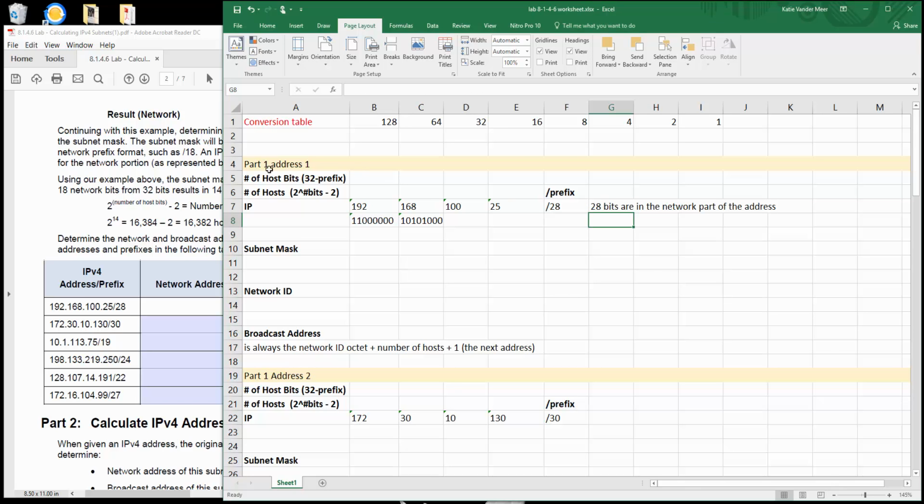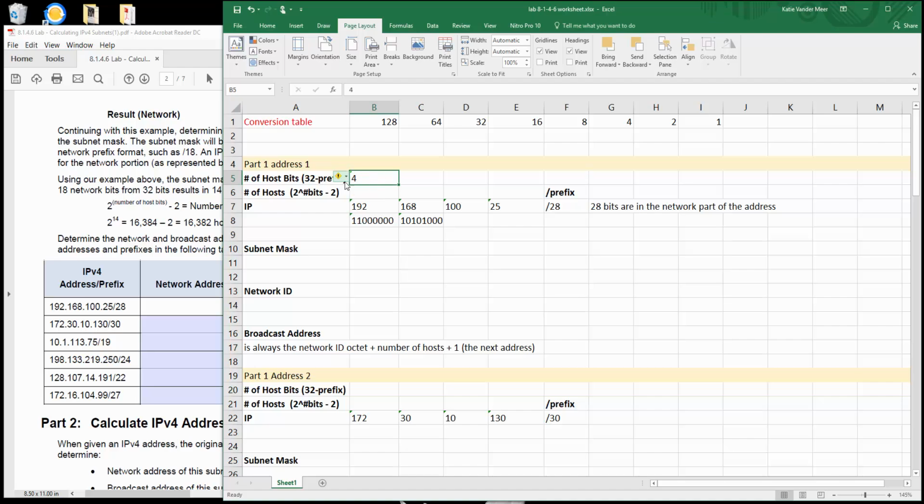So if I have 28 bits that are in the network, how many host bits do I have? Remember, when you look at an IP, there's a network part and a host part. So if 28 bits belong to the network, all you do to find out how many host bits you have left is 32, because this is a 32-bit stream, minus the prefix, which is 28. So how many host bits do I have? I have 4.